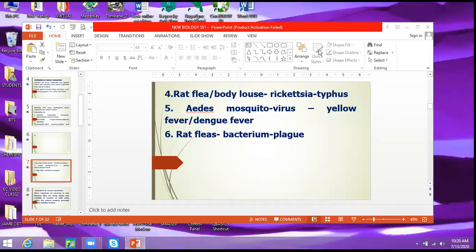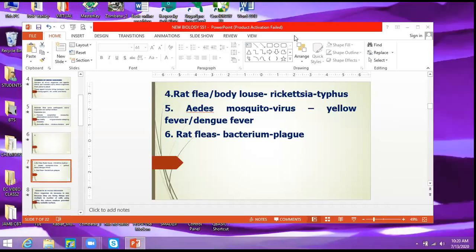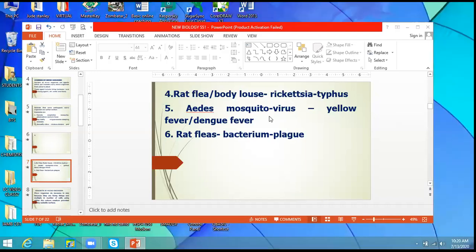Please complete it. I gave you 6. You can also add as many as you can get. Rat fleas, the infection they pick is Rickettsia, and it causes a disease called typhus. Aedes mosquito picks a virus and can cause yellow fever or dengue fever. Rat fleas will pick a bacterium and then cause plague.